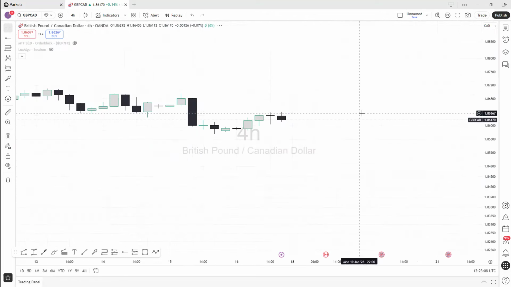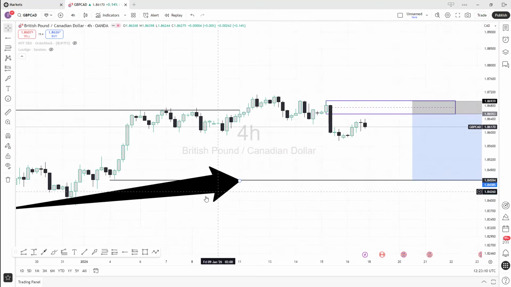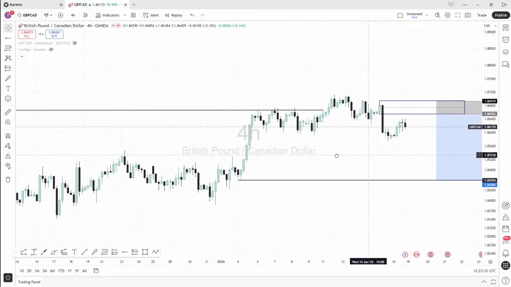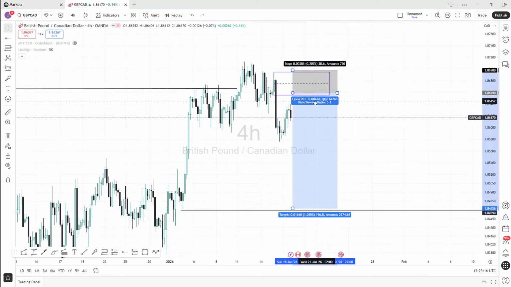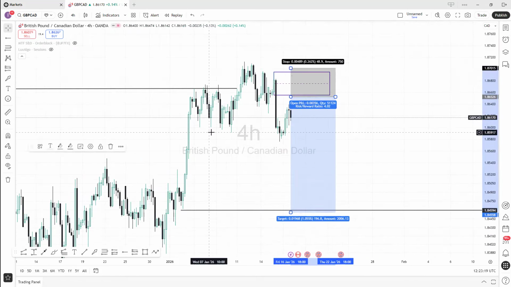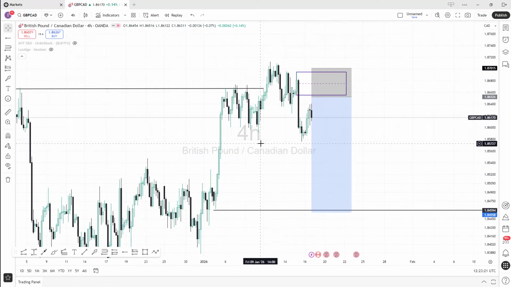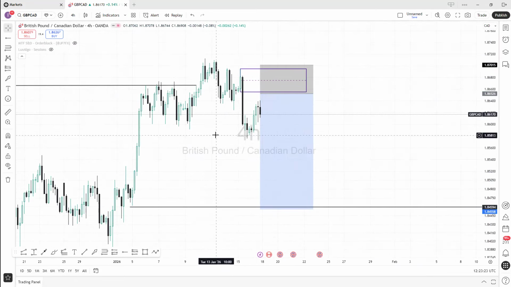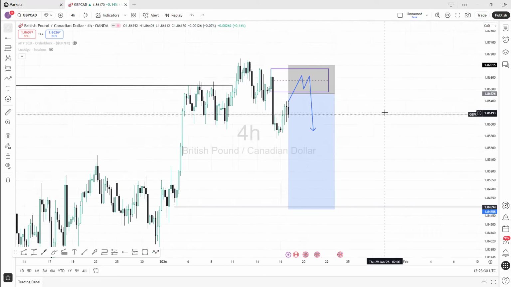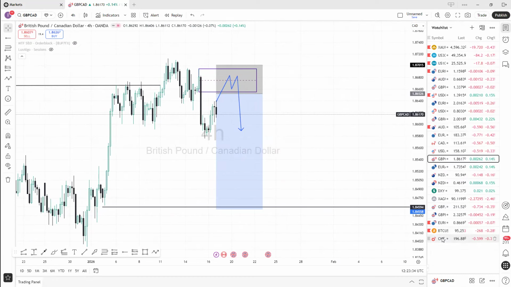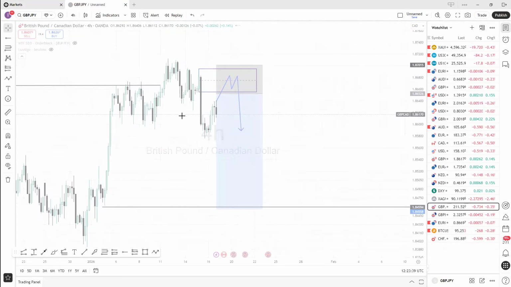On the 4-hour time frame, GBP/CAD, we have that short setup. Very, very clear setup. Wait for confirmation, enter a short position in that area, and hold your position to the take-profit area. Very clear, very simple. Okay, another pair you can see, GBP/JPY.